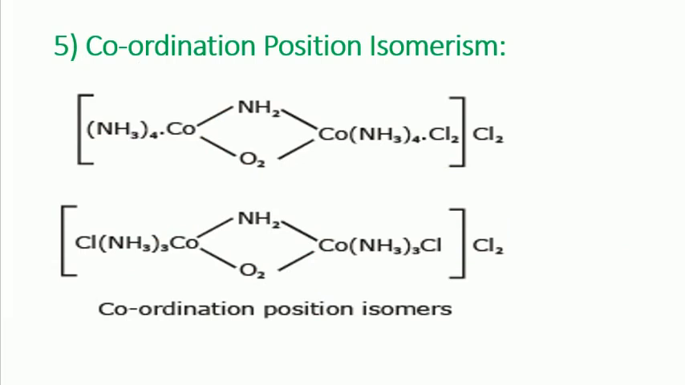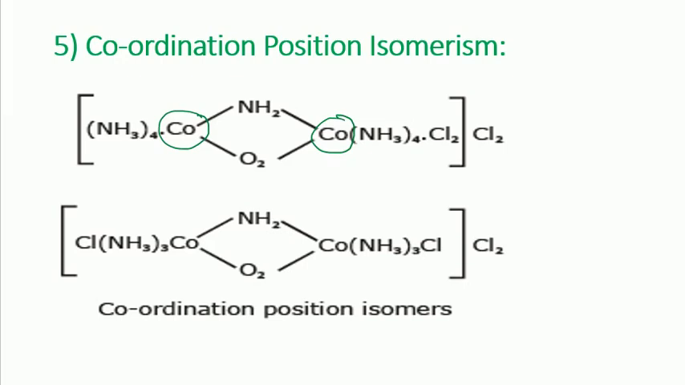Coordination position isomerism. In this form of isomerism, the distribution of ligands between the two coordination centers differs. It is usually seen in polynuclear complexes. Polynuclear complexes means more than two central metal atoms or ions are there. So in polynuclear complexes, the position of the ligands results in two different arrangements, as shown here.